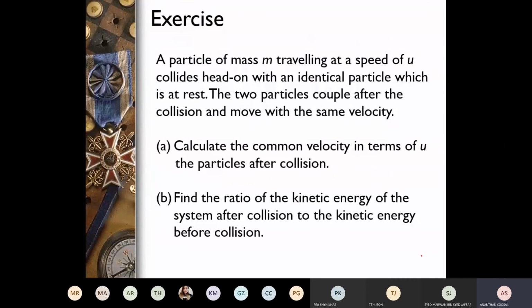Last question here. Let me answer. Another one. What is the answer for A? How many U? Particle M traveling at the speed of U collides with an identical particle which is at rest. The two particles couple after the collision. So how many U? 1 over 2 U. Total momentum before and after is the same. Total momentum before is MU. Total momentum after is 2M times the new velocity V. We're looking for the V, new velocity. So it's found to be half of U.